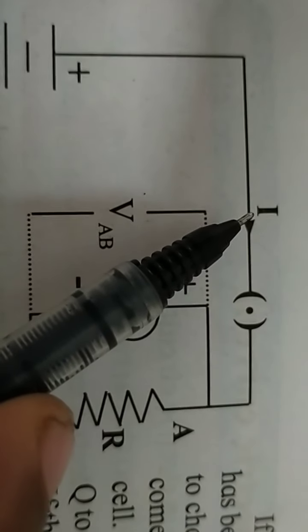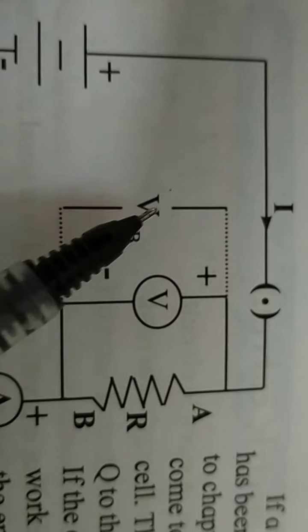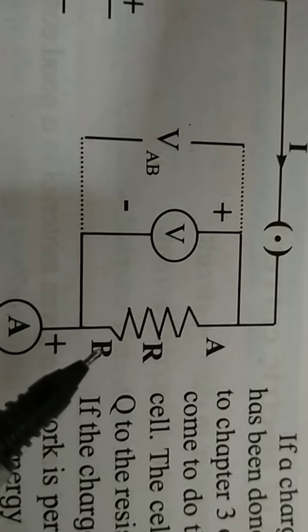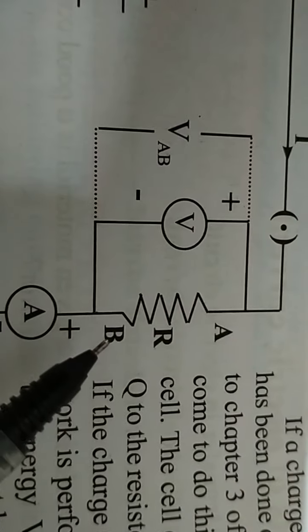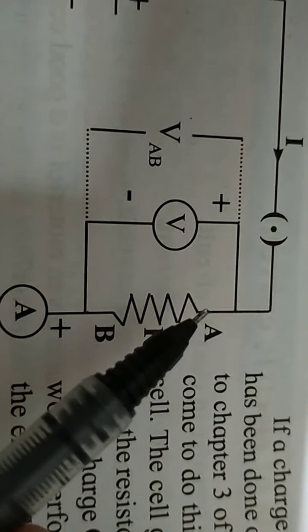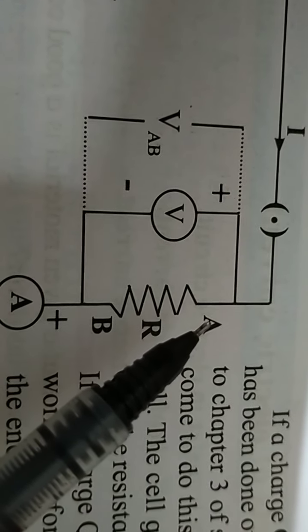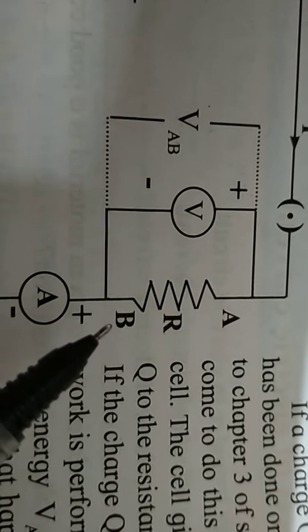I is the current, then V is the potential difference. A and B are the 2 points. A is at the higher potential, B is at the lower potential. A is at the higher potential because it is connected to the positive electrode, B is connected to the negative electrode.